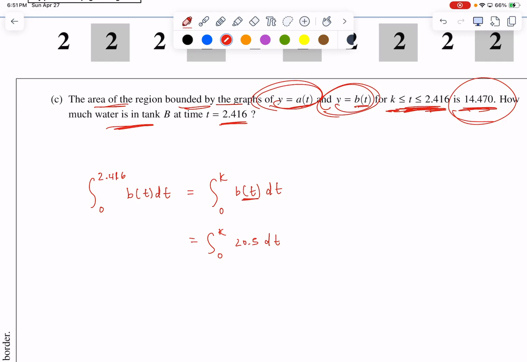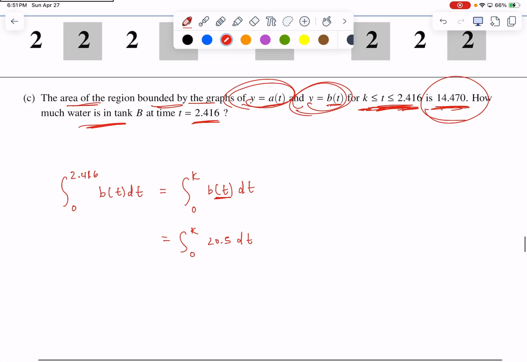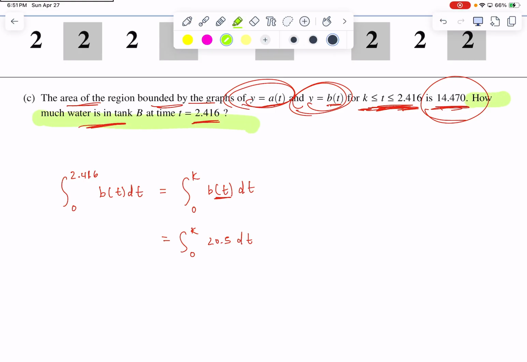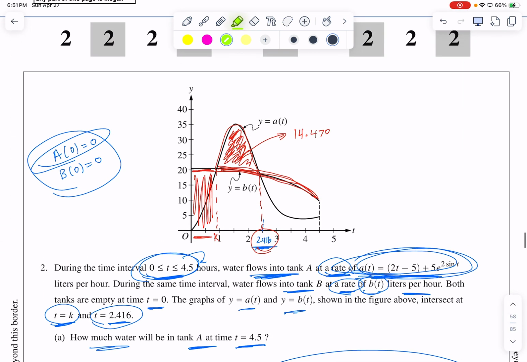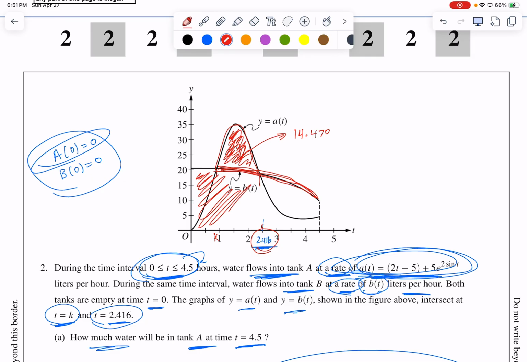What are they asking for? All they're asking for is how much water is in tank B. So I just want to know how much water is in tank B. So what I need to do is erase all this and find the area under the curve from 0 to 2.416 under tank B. Okay, that's all they want to know.